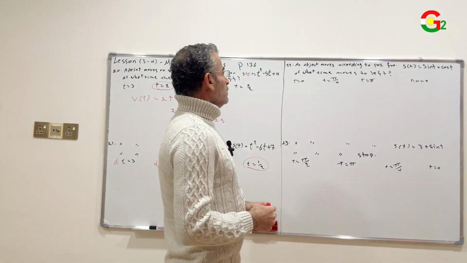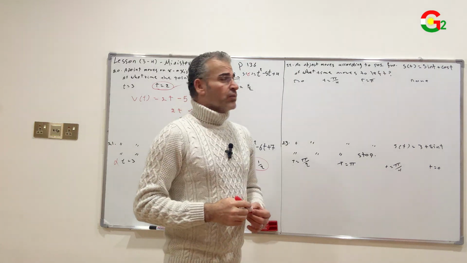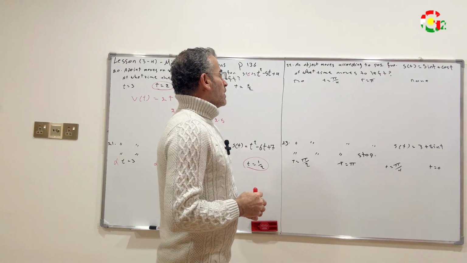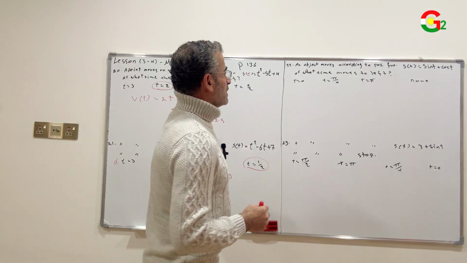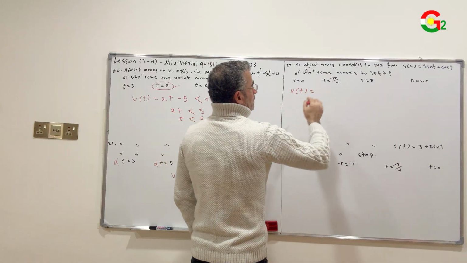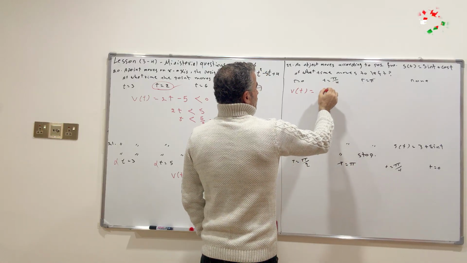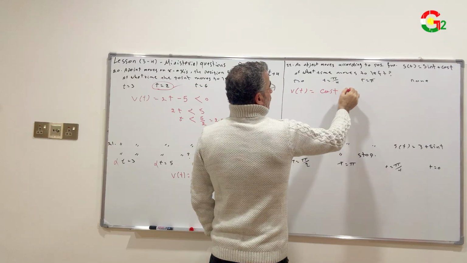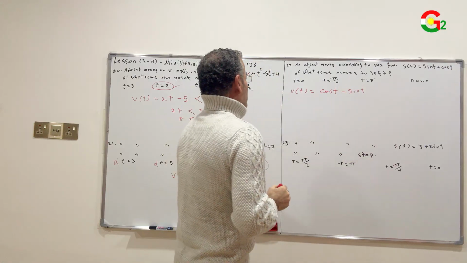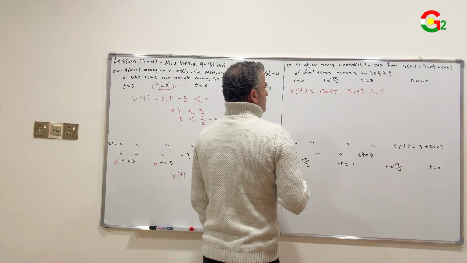Question number 22. An object moves according to the position function s of t equals sine t plus cosine t. At what time does it move to the left? Also, we find the velocity function, the derivative of this function. Sine t, its derivative is cosine t, minus sine t, the derivative of cosine t. To the left, set it less than 0.